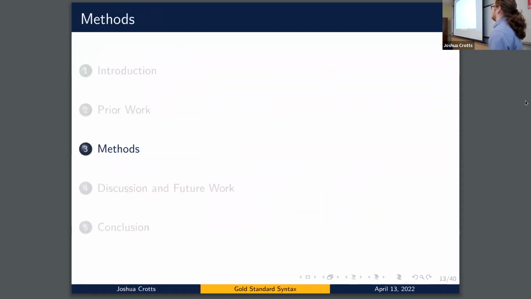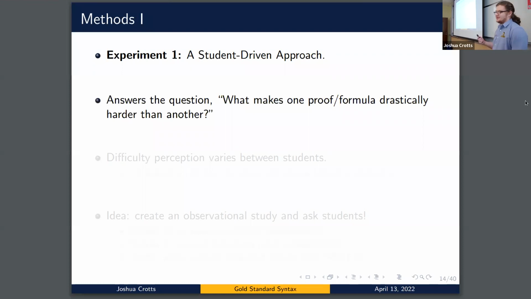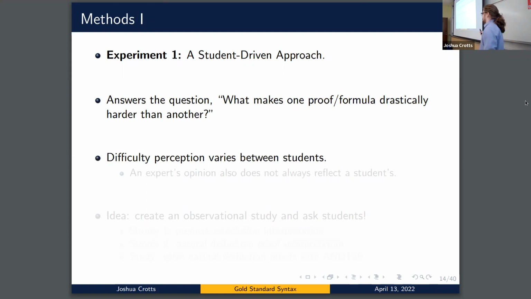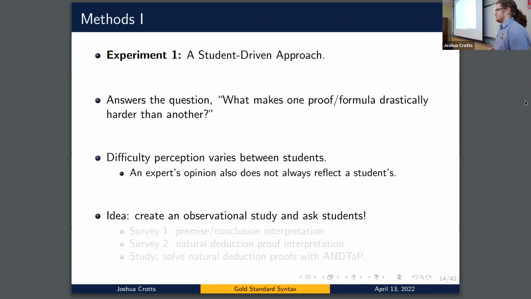And that's something that we wanted to try and experiment with when testing natural deduction systems. All right, so now let's jump into what we did. We did two experiments. The first one is a student-driven approach. We wanted to answer the question, what makes one proof or formula harder than another? Because sometimes it's not readily apparent. And the important thing is that what one student thinks is difficult, another student may not think is difficult, or vice versa. And importantly, an expert who may think one thing is hard may not always align with what students think is hard. So the idea is, why don't we just ask the students what they think is hard? So that's what we did.